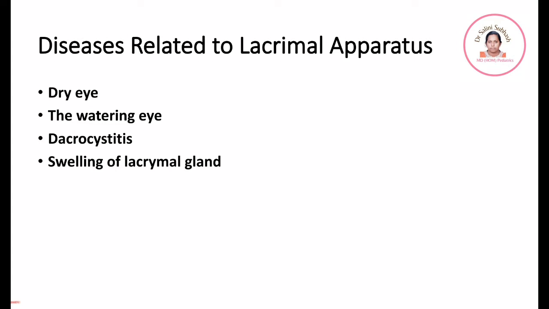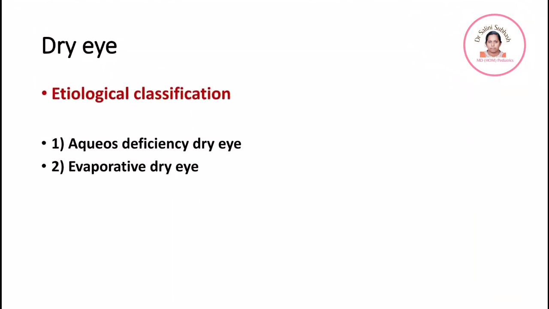Diseases related to lacrimal apparatus: dry eye, the watering eye, dacryocystitis, swelling of lacrimal gland. Today we will see dry eye, etiological classification.